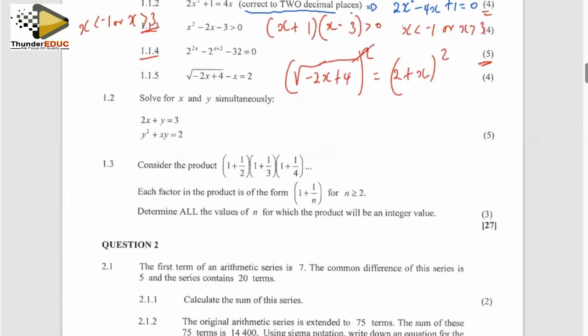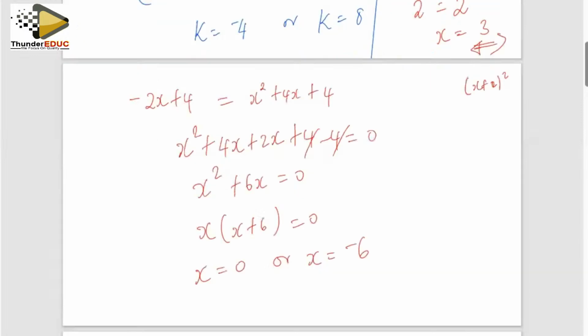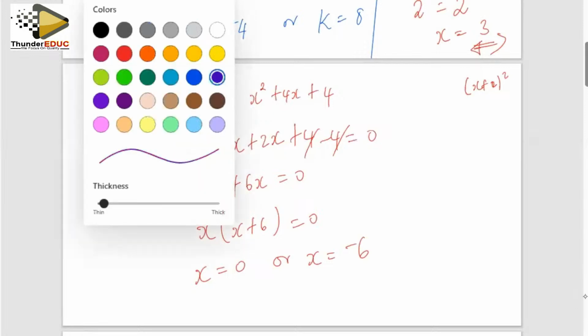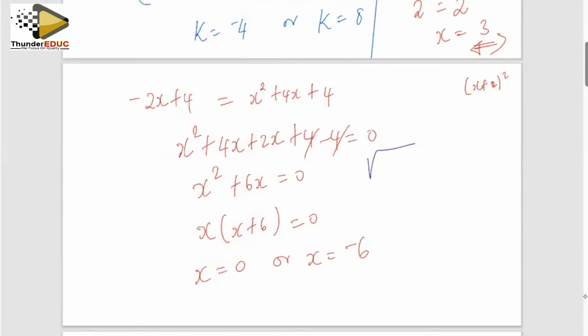Since we're dealing with an equation that has a root, we have to test our values. Initially, the question was the square root of negative 2x plus 4 minus x, we must get 2. Let's use 0. If we replace x with 0, we're left with the square root of 4, which is 2. Now we are subtracting 0. 2 minus 0 gives us 2, which means this value satisfies the equation. We're going to keep it.